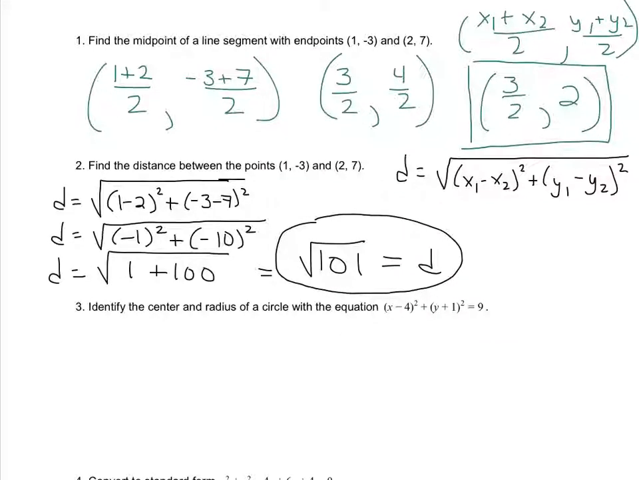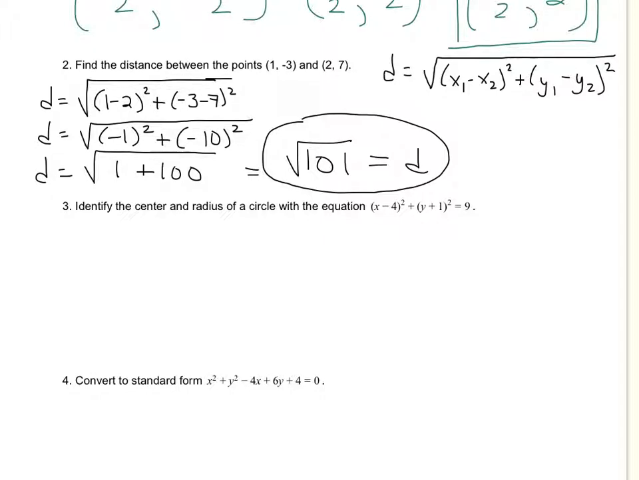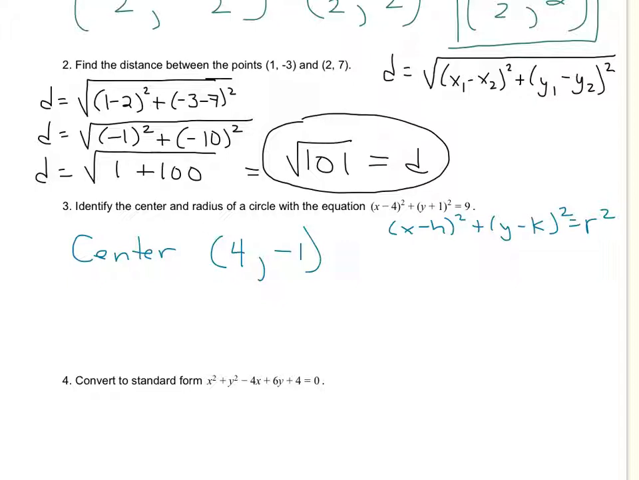Alright, then we moved on to section 2, which talked about circles. So if you remember the equation of a circle in standard form, it was always x minus h squared plus y minus k squared equals r squared. So these things inside the parentheses are the center, they're just the opposite sign. So since this is in standard form, the center is simply 4, the opposite of negative 4, and negative 1. 4, negative 1.